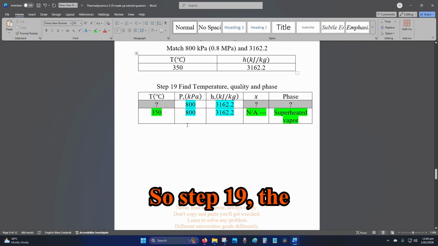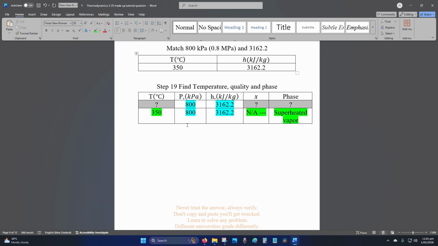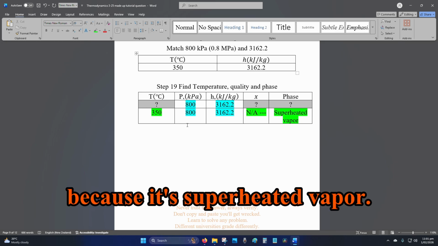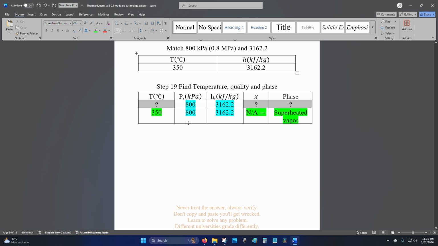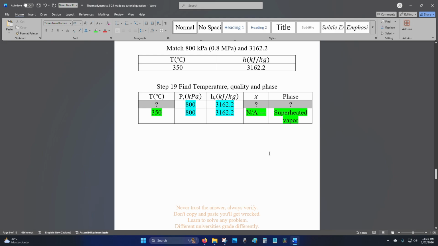So step 19, the temperature is 350 degrees Celsius. The quality is not applicable because it's superheated vapor, so it's outside of the saturated region. And of course the phase is superheated vapor.